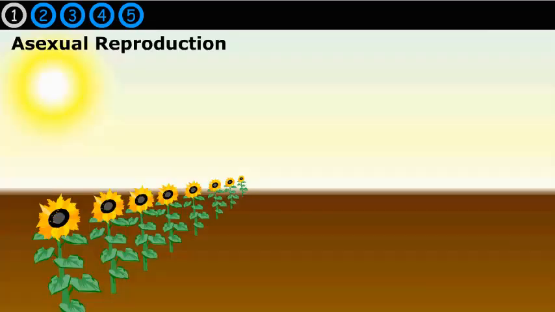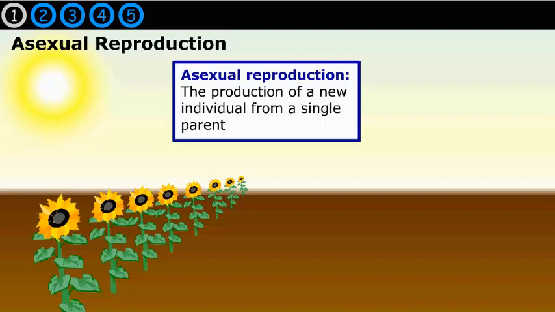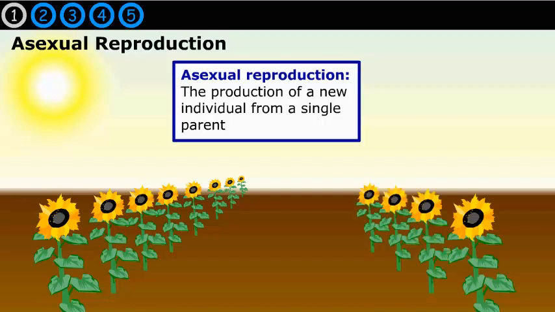Plants can reproduce both sexually and asexually. When a plant reproduces asexually, it clones itself. It creates another plant with an identical genotype. In asexual reproduction, new individuals are produced from a single parent without the fusion of sex cells.